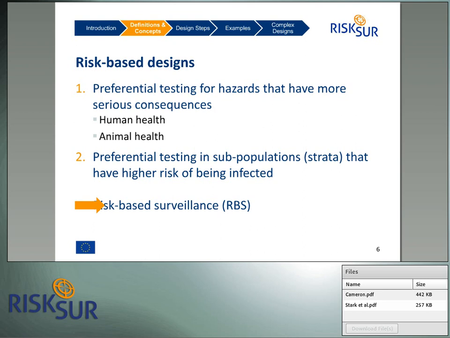A second option to apply a risk-based approach would be in the design of surveillance by focusing on certain parts of the population, called strata, where there is a higher chance to find the hazard. For example, if we were looking for Trichinella, a parasite mainly occurring in wildlife, we could focus on pig farms that have outdoor husbandry systems and therefore are at higher risk of infection. Either of these two approaches consider risk to set priorities and would therefore be called risk-based.